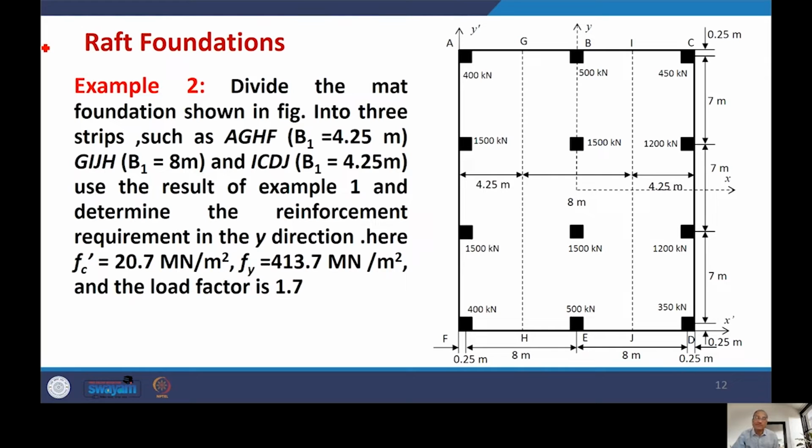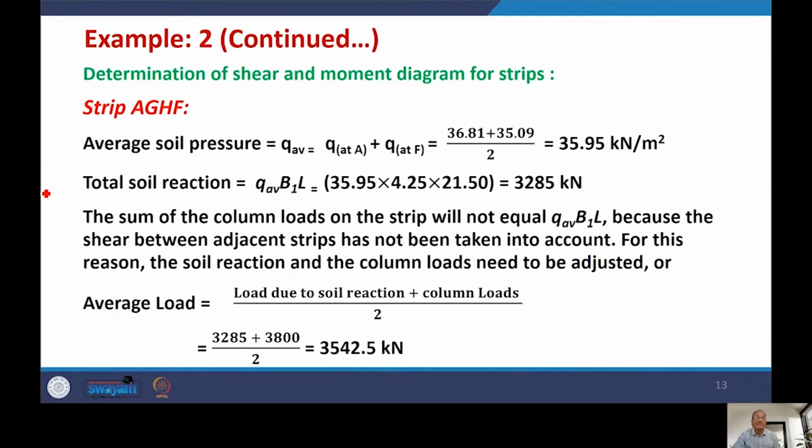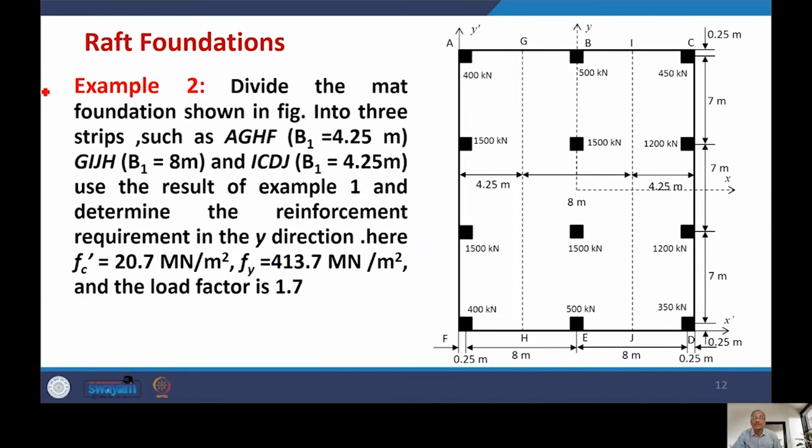So let's work on them one by one, on one strip. For the first strip, AGHF, what you have is the average soil pressure. First, what we are going to discuss is the determination of shear and moment diagrams for these strips. The average soil pressure, denoted as Q average, is Q at A plus Q at F divided by 2. That means we are finding this average at the end columns of this strip.